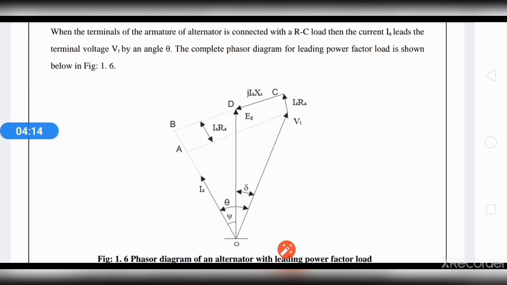So this is all about the phasor diagram for this lecture, and you can easily understand the phasor diagram of all the three cases for various power factor loads connected to the alternator. So this is all about this lecture.